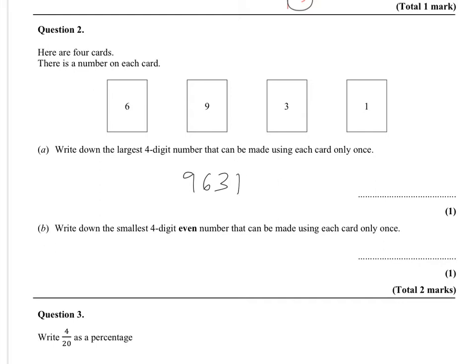And then we want to write down the smallest 4-digit even number that can be made using each card only once. Well, in the units column we're going to need an even number, and the only one we can have in that units column is 6. And then if we want the smallest number, we're going to have our smallest number first, then our next smallest, then the next smallest. So 1396 is the smallest even number that we could make.